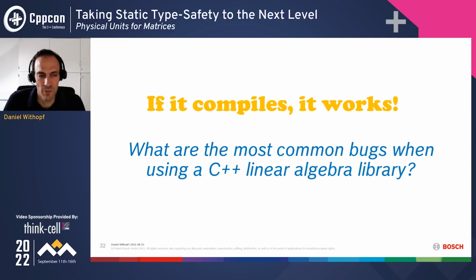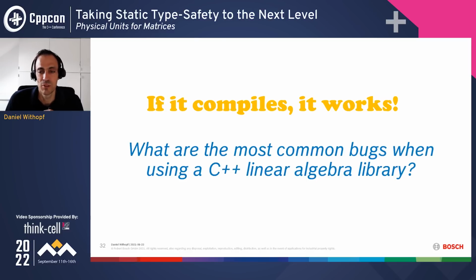Good. So far, we've mainly approached our slogan, "if it compiles, it works," from the mathematical and physical point of view. So we've tried to prevent misusages where the math is actually incorrect or the physical units are incorrect. But of course, we are C++ programmers, so there are more reasons why a program can fail. There are also C++ related reasons why you can run into problems or even produce bugs.